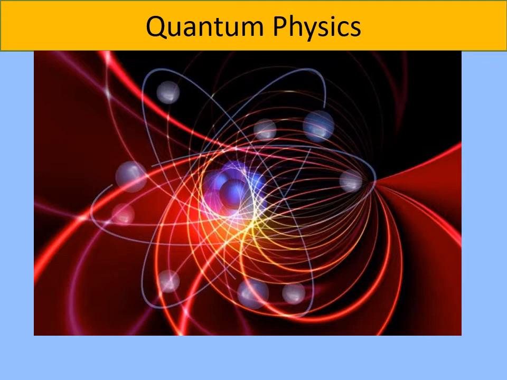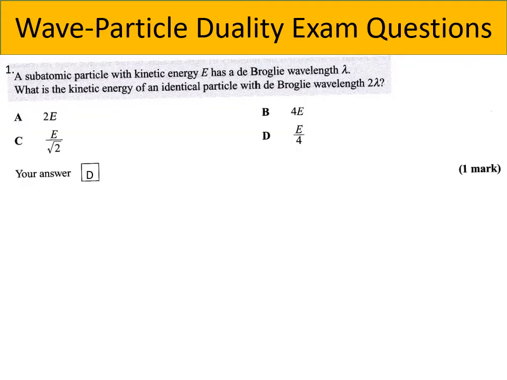Today's lesson is basically looking at questions on the wave-particle duality topic. The first question is an exam question that is a multiple-choice type question, and it's asking you the following. A subatomic particle with kinetic energy E has a de Broglie wavelength lambda. What is the kinetic energy of an identical particle with a de Broglie wavelength 2 lambda?